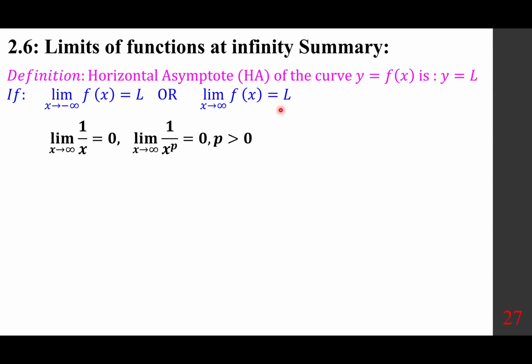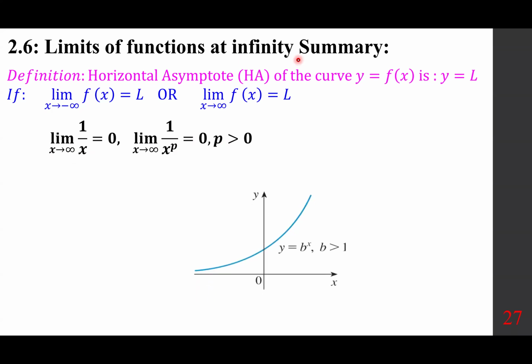If you look at this case, the limit of 1 over x as x approaches infinity is 0. In fact, the limit of 1 over x to the power of p as x approaches infinity is 0 if p is positive. And that is the definition of a horizontal asymptote as an example. Also, the concept of limits at infinity.